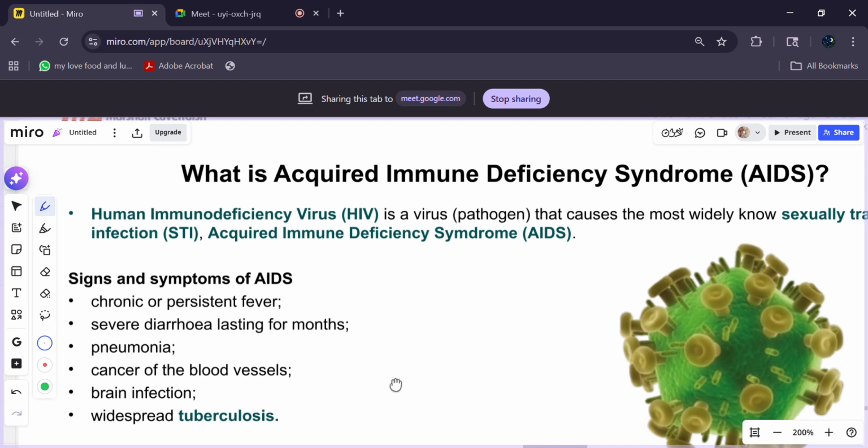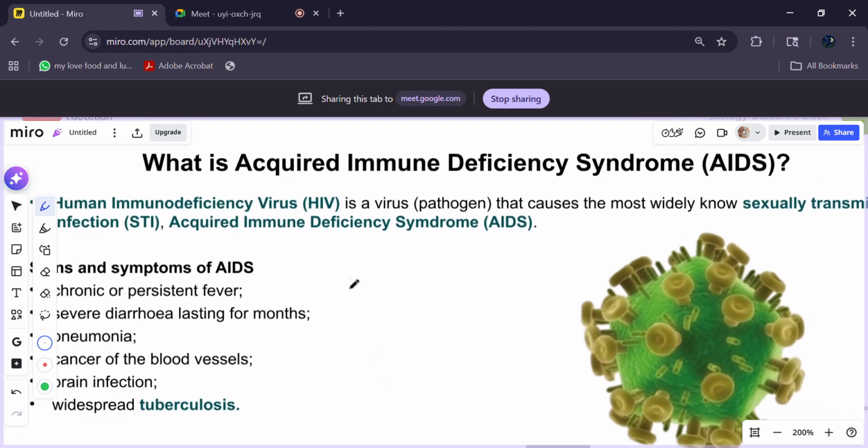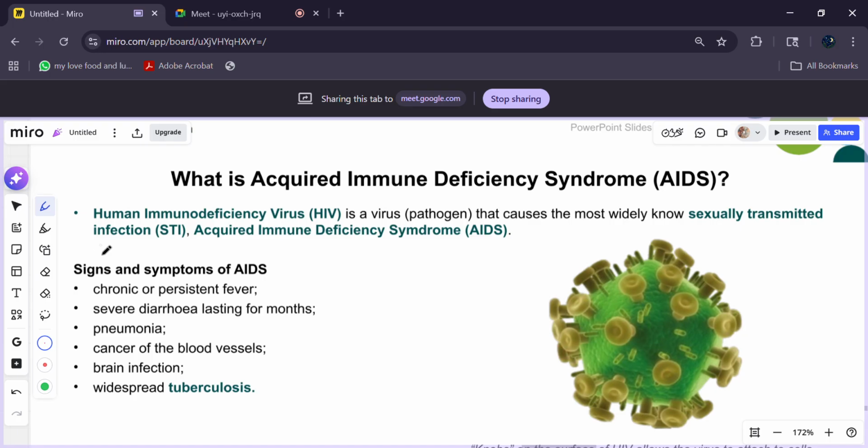Now, here is acquired immune deficiency syndrome, which is AIDS, or human immunodeficiency virus, which is HIV. It is a virus pathogen that causes the most widely known sexually transmitted infection, STI. Signs of AIDS: chronic or persistent fever, severe diarrhea lasting for months, pneumonia, cancer of the blood vessels, brain infection, and widespread tuberculosis.